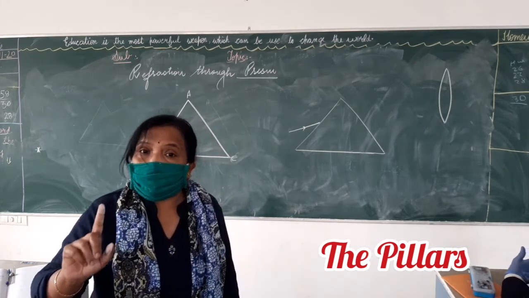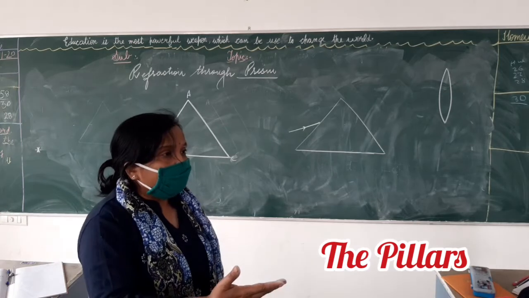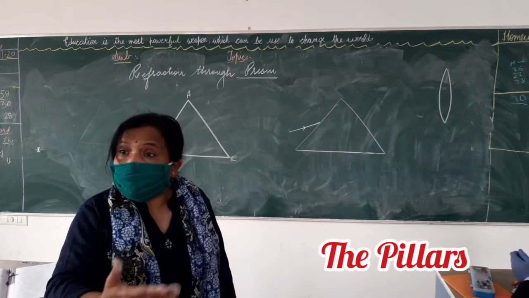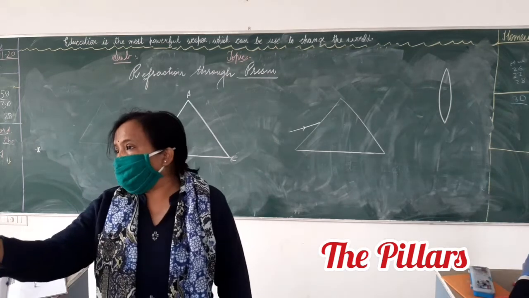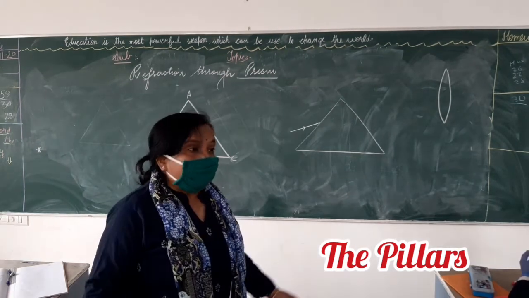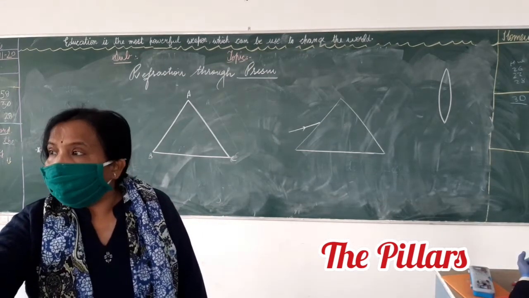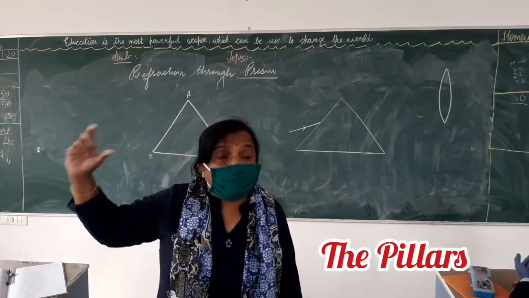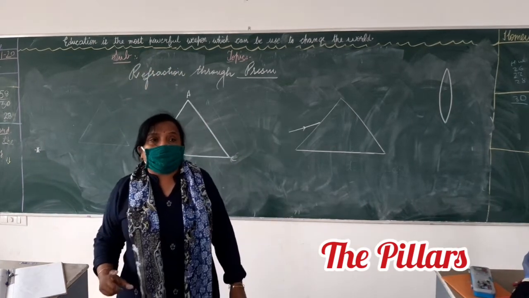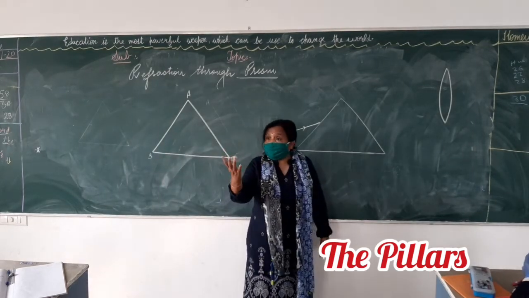So white light is polychromatic because it has 7 colors in it. And if I say sodium light, it's a monochromatic light because it is only sodium, yellow color. You understand? Mono and poly. Monochromatic light and polychromatic light. White light is a polychromatic light because it splits into 7 colors.